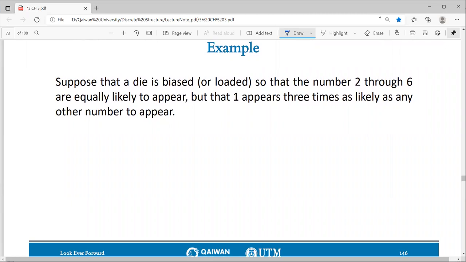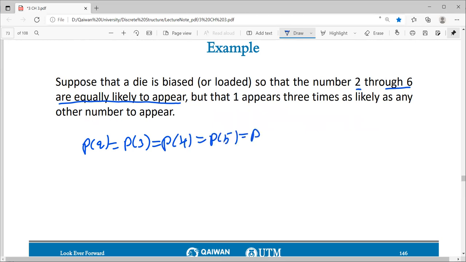We have another example. It says, suppose that a dice is biased or rolled so that the numbers 2 through 6 are equally likely to appear. That means the probabilities of appearing 2, 3, 4, 5, and 6 are all the same. Here we say probability of 2 equals probability of 3 equals probability of 4 equals probability of 5 equals probability of 6.